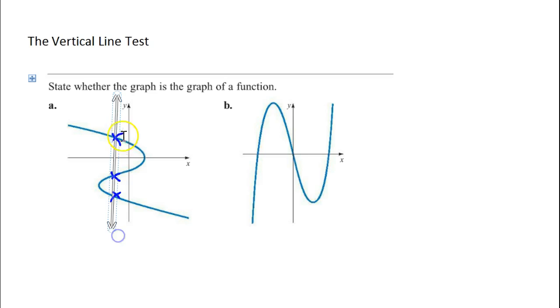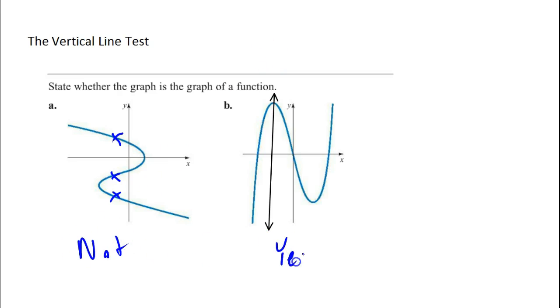Come back here. There. Function B is a function. No matter where I run that vertical line, it only intersects it in one place. So this one is not a function. This one is a function. That's called the vertical line test.